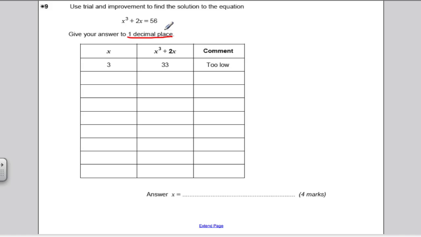Before you go into decimals, you must find a whole number that gives you an answer that's bigger than 56. So obviously try 4. You work out 4 cubed plus 2 times 4, and you get yourself the answer 72, which is too big.